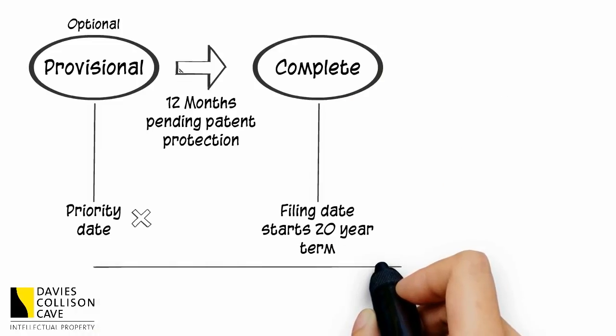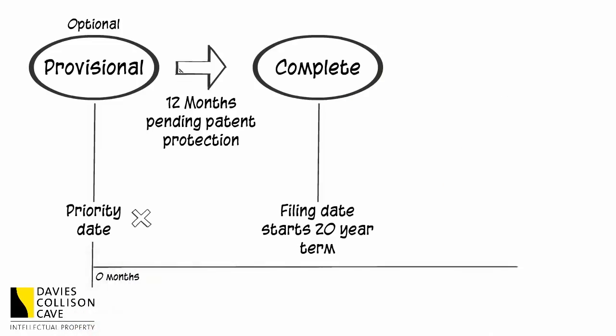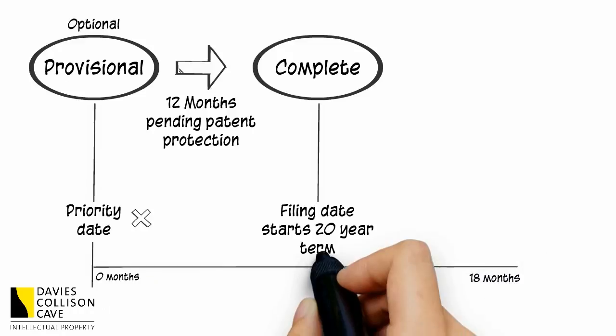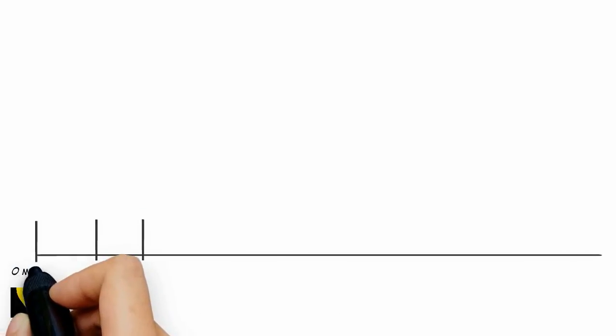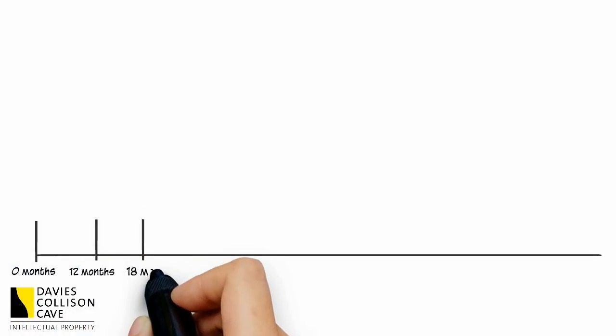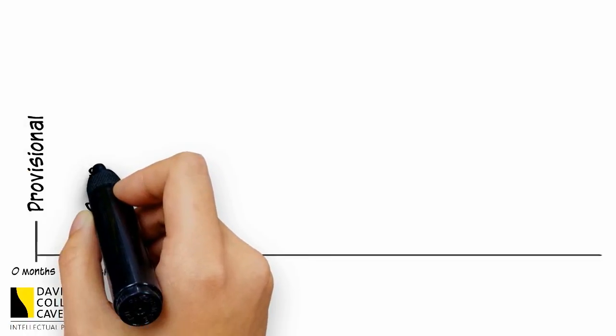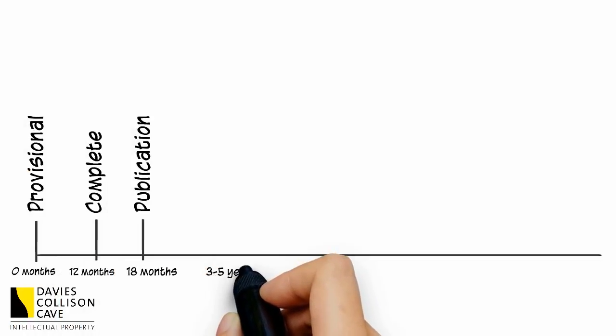18 months after your first filed application, which in this example is a provisional patent application, your application will be published and available for viewing by anyone on IP Australia's online AusPat database. Now begins a waiting period, which is typically between 1 to 3 years in duration, where your application will sit in a queue at IP Australia waiting to be examined.